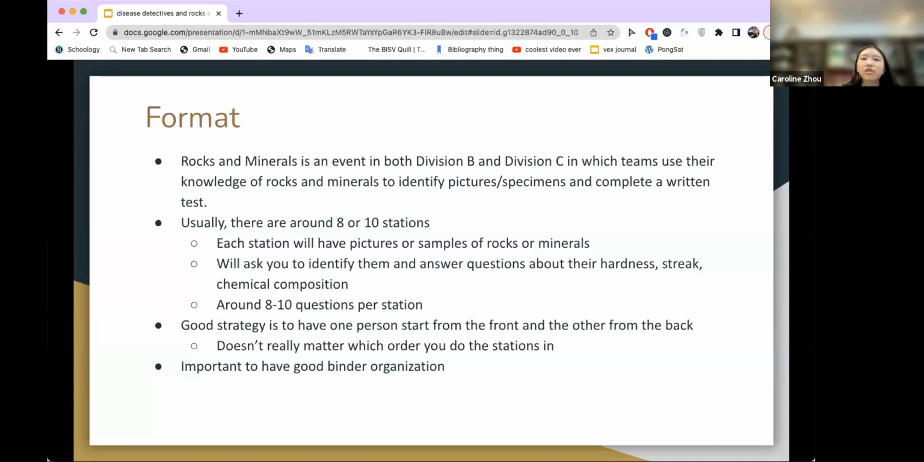So a good strategy is to have one person start from the front and the other from the back. But it doesn't really matter which order you do the stations in, as long as you complete them one at a time, because they don't have any relation to each other. And in this event, you're allowed to have a binder, so it's important to have really good binder organization.